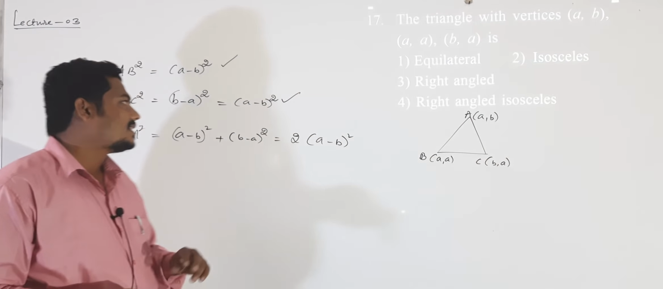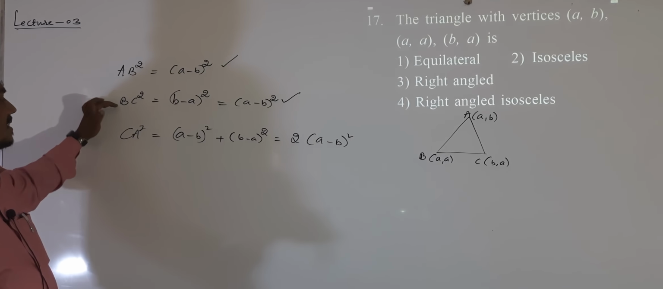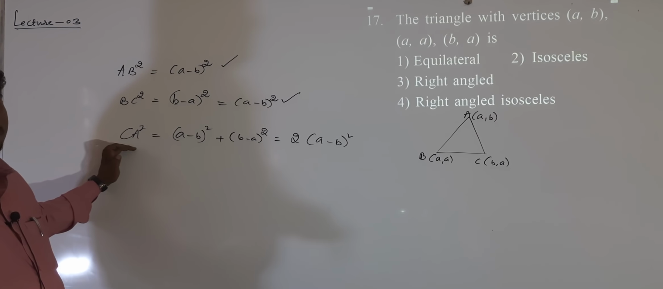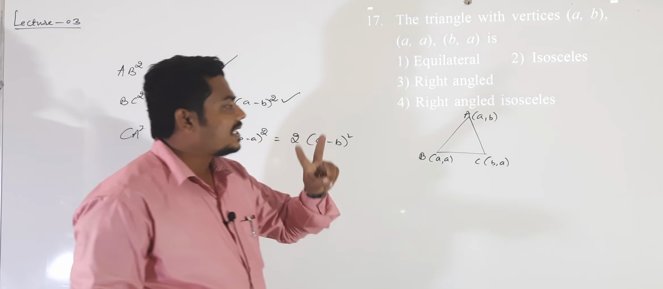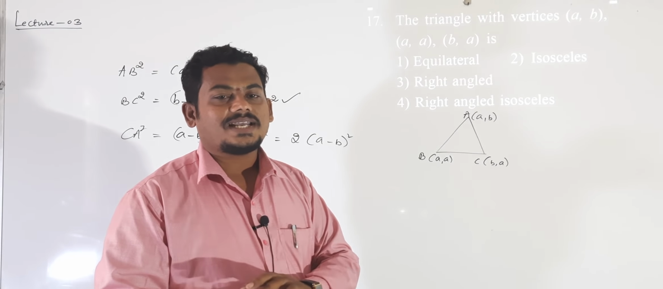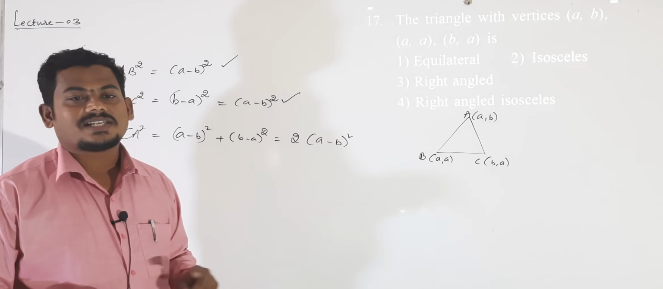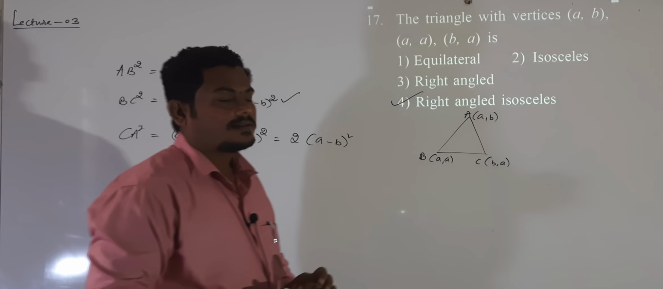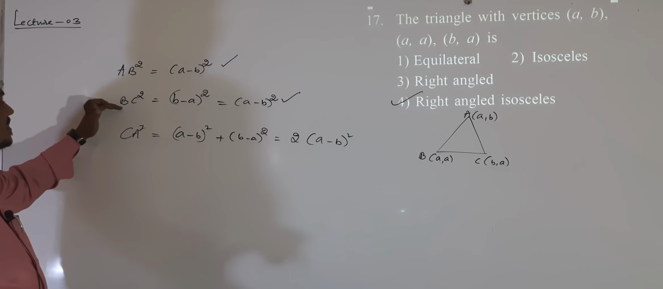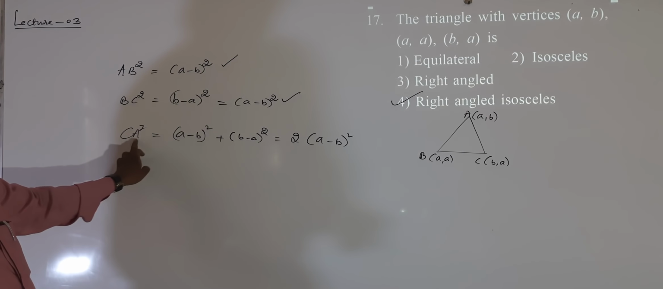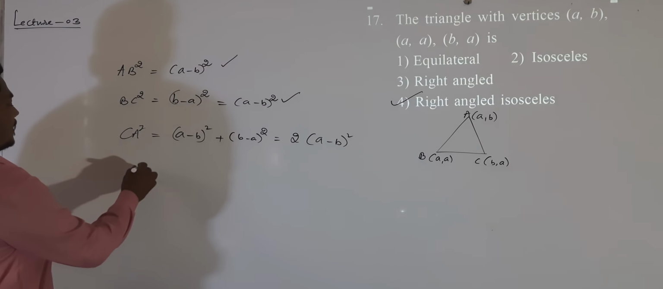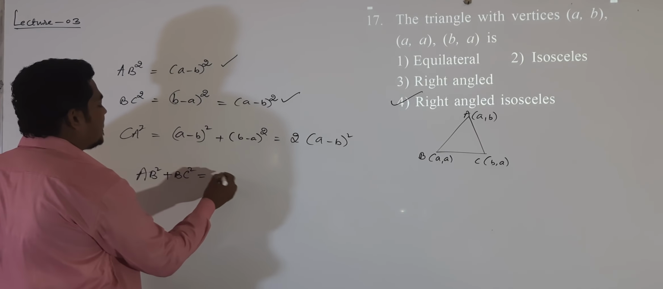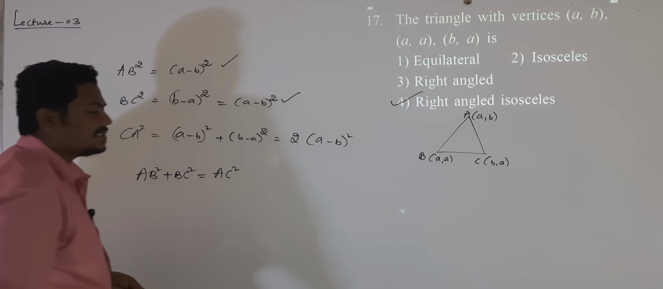And check the third condition. Clearly, AB square plus BC square is equal to CA square, which means there are two conditions. It satisfies the right angle triangle condition and the isosceles triangle condition. Isosceles as well as right angle, because AB square plus BC square is equal to CA square or AC square, both are one and the same.